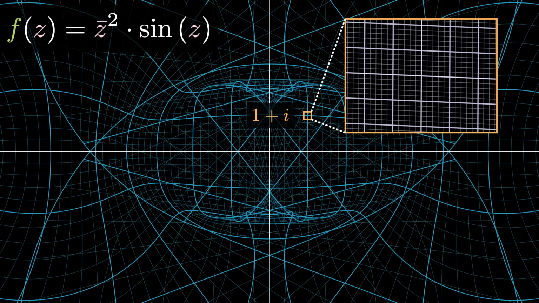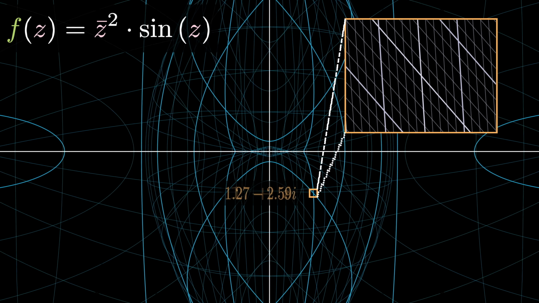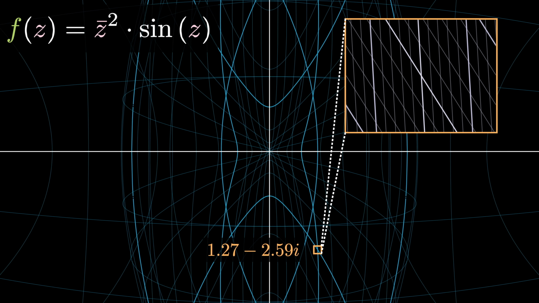Here's what a non-differentiable function would look like. Notice how the rotation of the axes is different. In other words, there's a shear. This is not constant rotation and scaling, so it is not a complex multiplication.